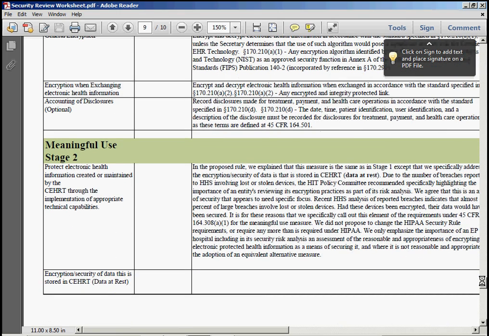So if you have backup tapes, if you have offsite backups to a data storage location, if you're copying to a zip drive, to a laptop, to a thumb drive, I mean, if you've got a copy of it and it's EPHI, it must be encrypted for meaningful use stage 2. That means either your electronic medical record will encrypt it, your backup software will encrypt it, or you'll have to have a third-party tool to do the encryption.